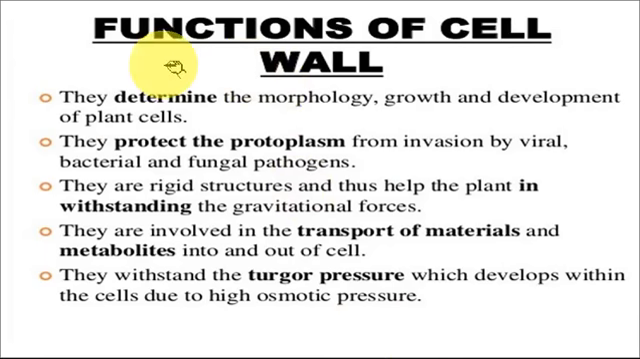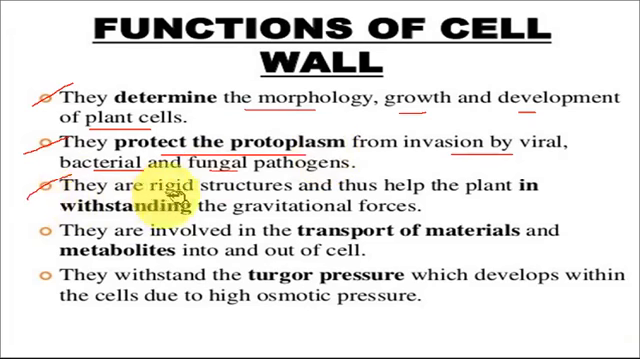Coming down to the functions of the cell wall, the first one is that they determine the morphology, growth, and development of plant cells. So they provide a particular shape to the plant cell. At the same time, they determine the growth and development of plant cells. The second one is they protect the protoplasm from invasion of pathogens like viruses, bacteria, and fungi. So they help in the protection of the protoplasm, that is the inner cell organelles also.